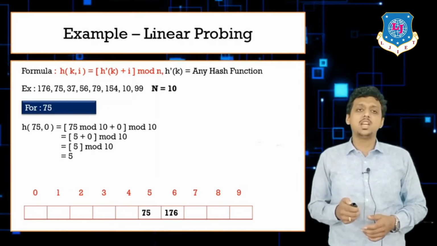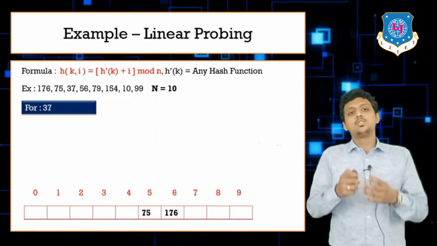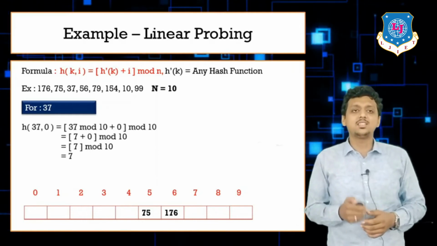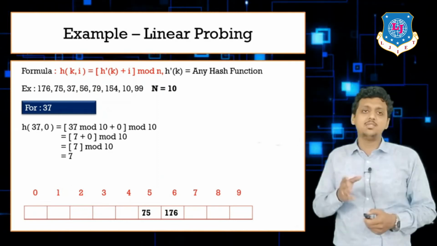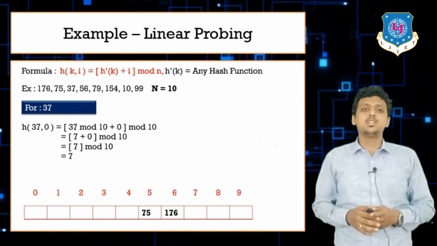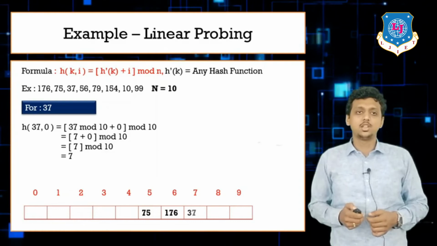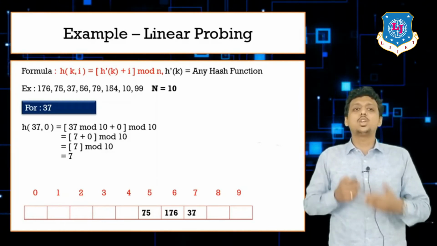Now next we have 37 with us. For 37 it goes the same as the previous two. So 37 mod 10 plus 0 mod 10, again we get the answer 7. So 37 is inserted at the 7th position. Such like this you can insert your values.